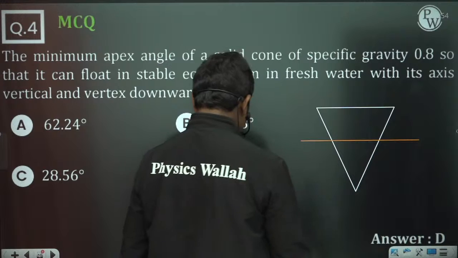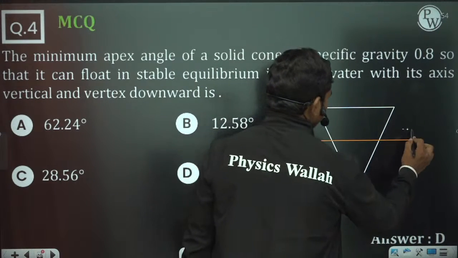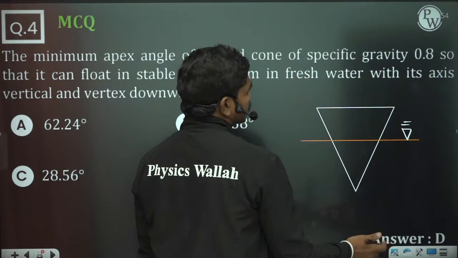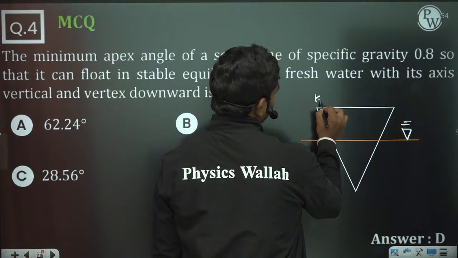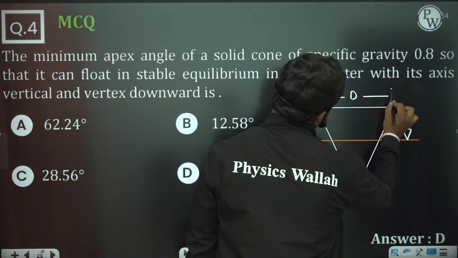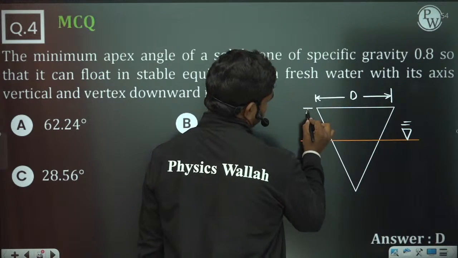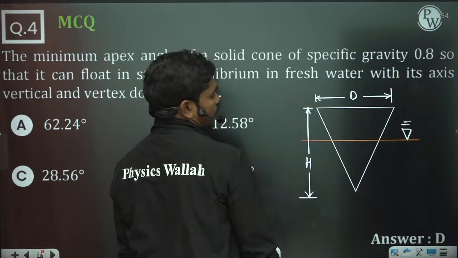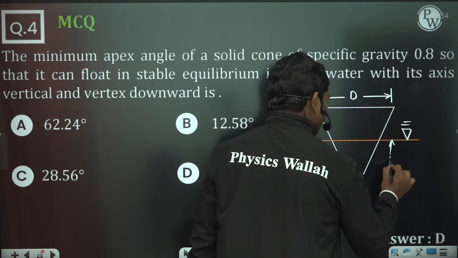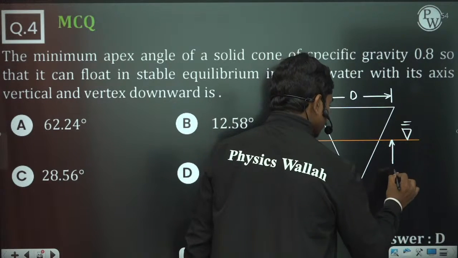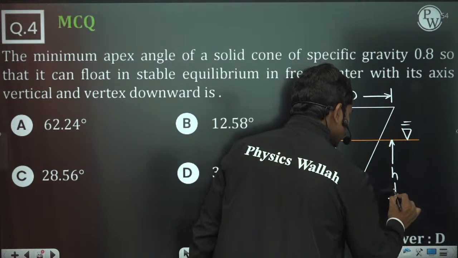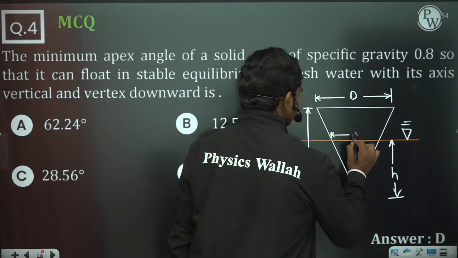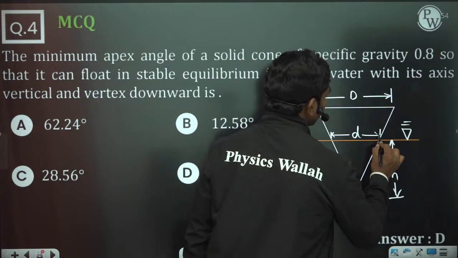So if this cone is floating on water, this is the free surface. Then this total diameter of the cone is given. If this is the total diameter D of the cone, and if this is the total height H of the cone, now let us suppose a small h portion is submerged in the fluid. And let us suppose at this location the diameter value is small d, for example.